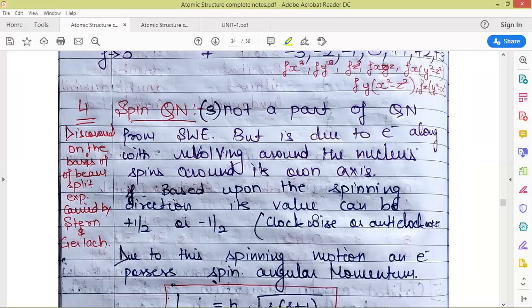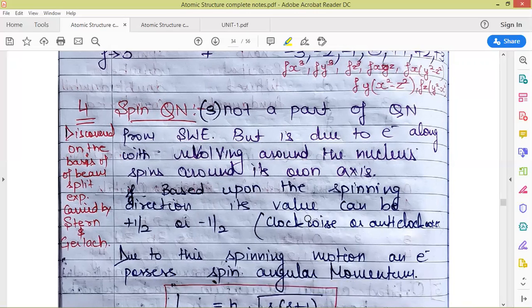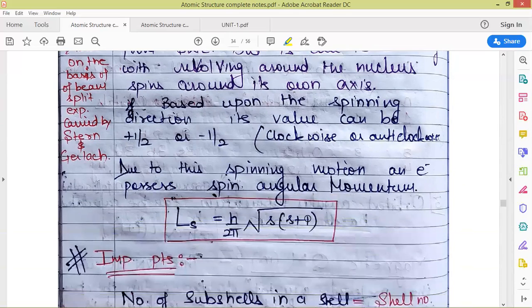This spinning motion was discovered by these two scientists. The electron which is revolving around the nucleus spins around its own axis, and based upon the spinning direction its value is taken as, if it spins clockwise its value is taken as plus half. This is totally a convention. Clockwise and anti-clockwise don't have anything to do with plus half or minus half. It is just that if we are taking plus half for clockwise, then we'll have to take minus half for anti-clockwise. We can take any value for any direction, but we'll have to take the opposite value. If we are taking minus half for clockwise, then we'll have to take plus half for anti-clockwise.